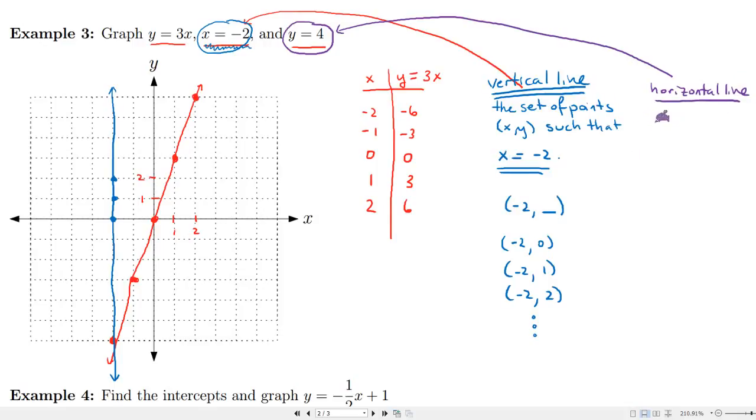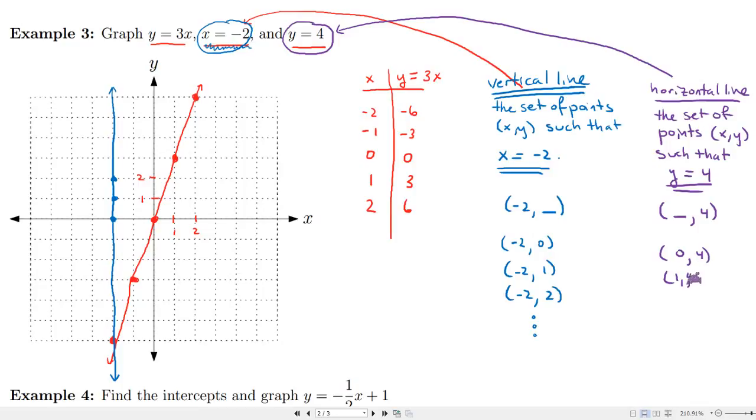Well, that's the set of points x, y such that y is equal to 4. So that would look like this, right? x can be whatever you want, but we just have to make sure that the y coordinate is 4. So for example, we could have 0, 4, 1, 4, 2, 4, and you can also have negatives as well, right? But 0, 4 would be here.